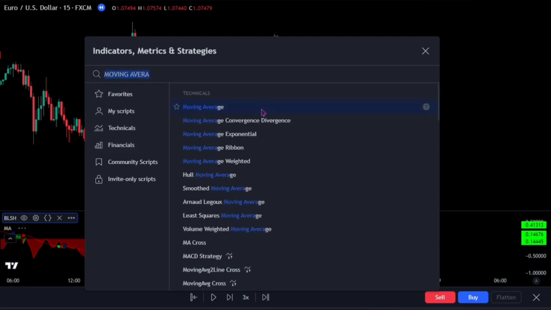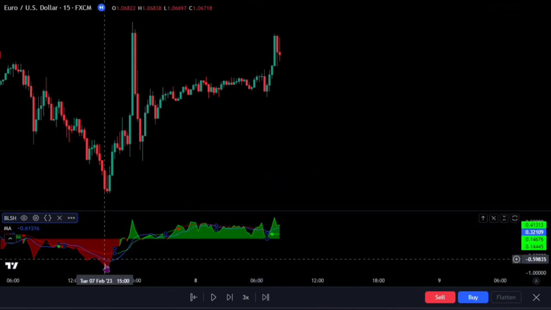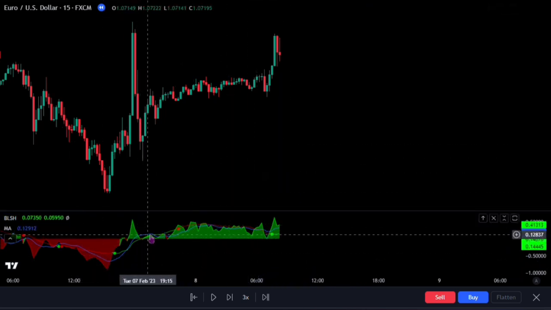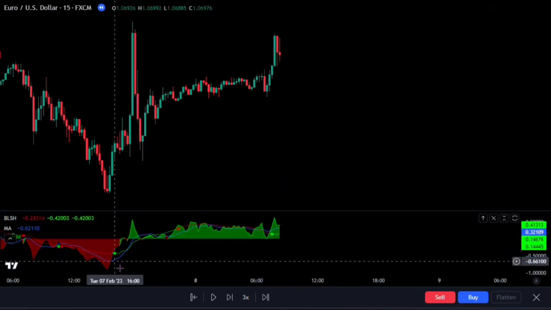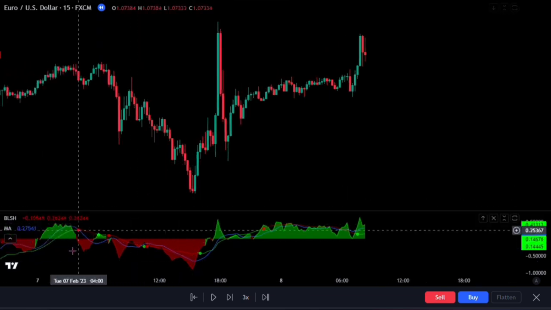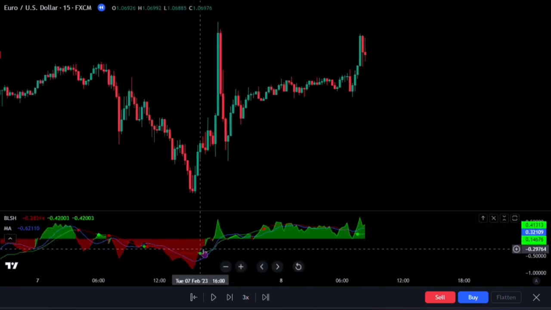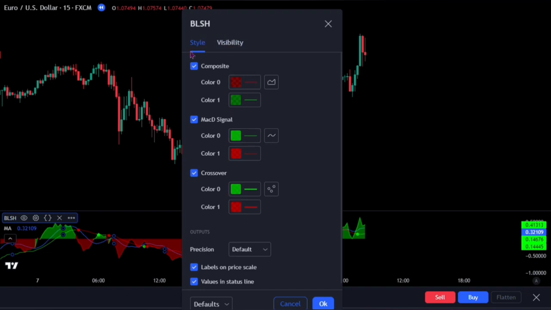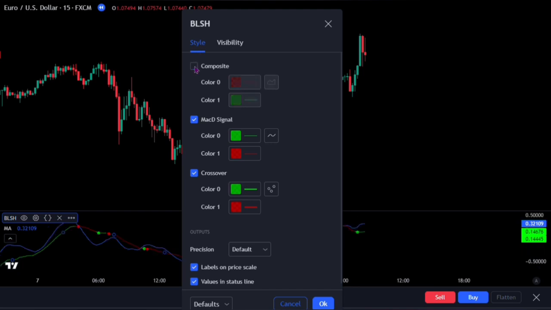Click on it to add to the indicator. Now we can notice it has been attached to our buy low sell high composite, and its reading is based on the buy low sell high composite indicator. For our buy sell composite, we won't be adjusting any of its settings, as there is no option to change its inputs. But on the style, we would uncheck the composite.